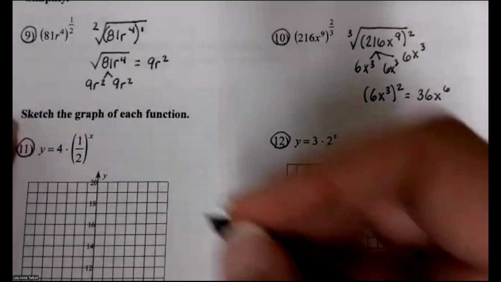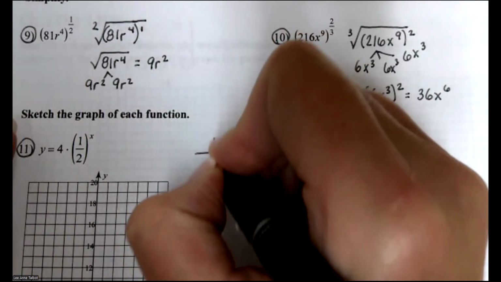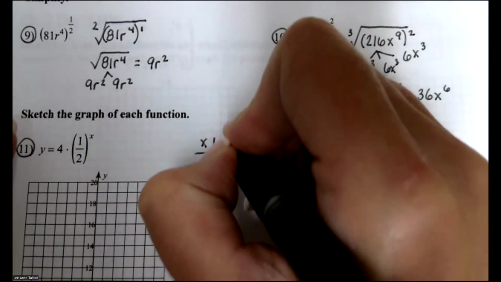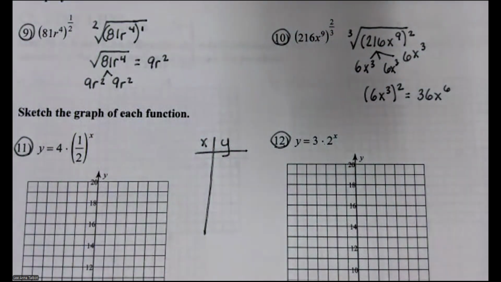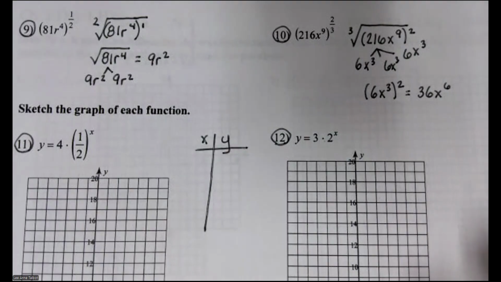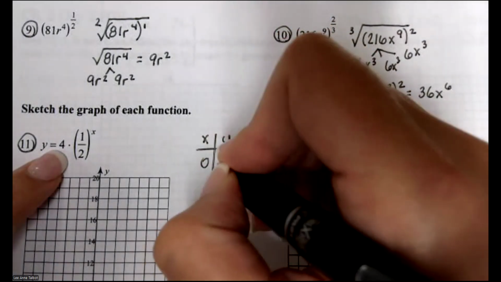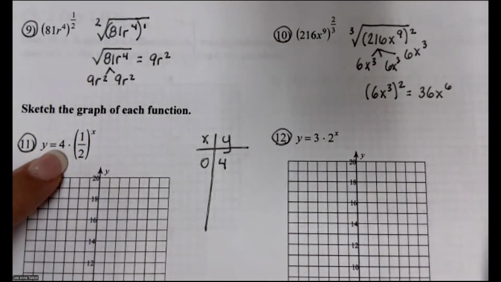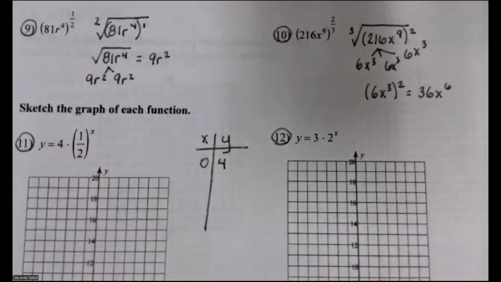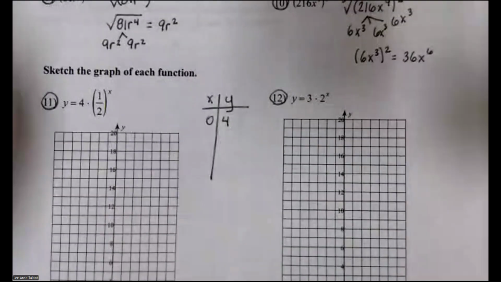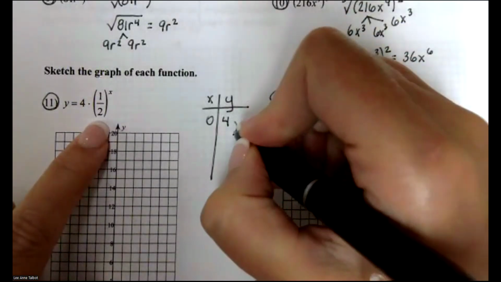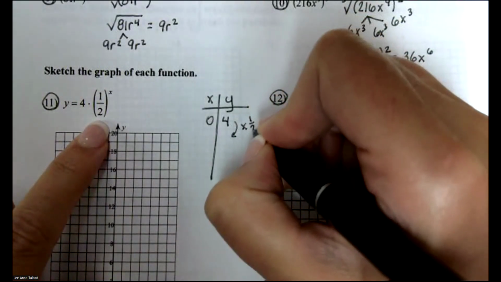Okay, next one. Number 11, make a table. And these are exponentials. We wanted to graph them because we're working on the parent graph summary, and you guys probably haven't done much with exponentials since Math 1. But this number is your starting value. So your first point will be 0, 4. So whatever number is in the front, that's A, is your start. And then this is a multiplier of 1/2.